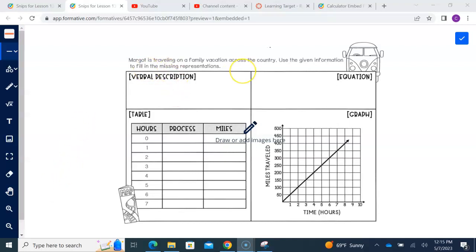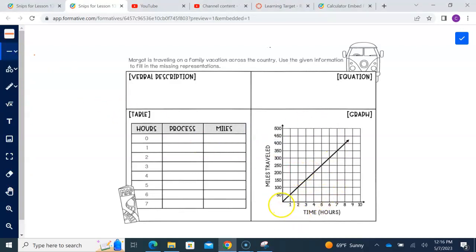So we're going to read the scenario here, and we need to fill in the verbal description, the equation, and the table. And how we're going to do that is we're going to use the visual picture, the coordinate plane graph of this relationship, to find these three pieces. Use the given information to fill in the missing representation. Margot is traveling on a family vacation across the country. That's all they're giving us there. We have to come down to the graph and figure out how to interpret the graph.